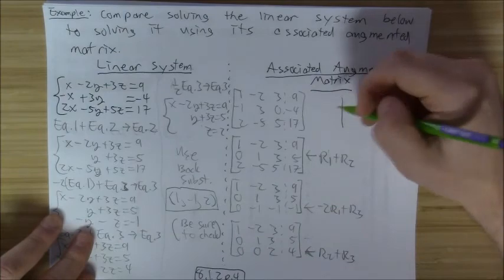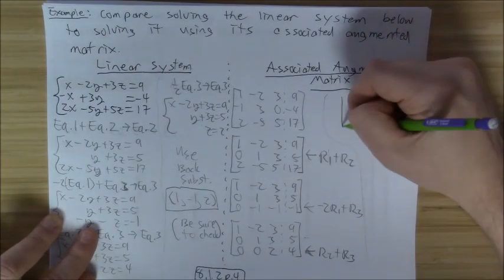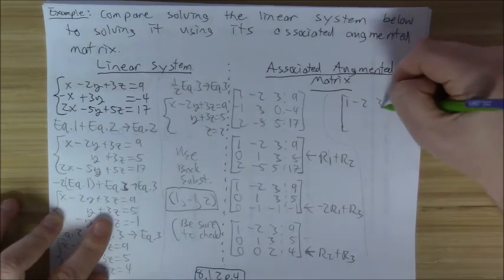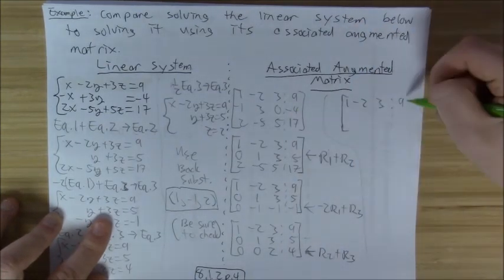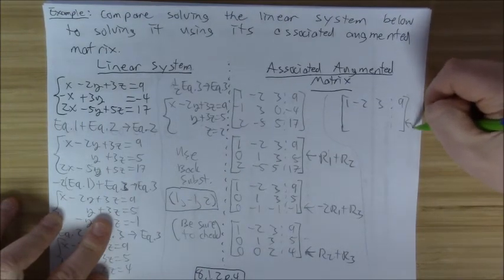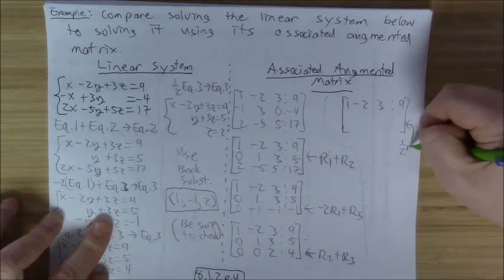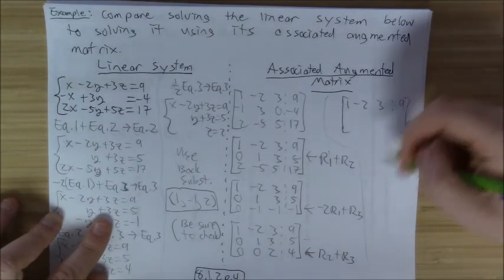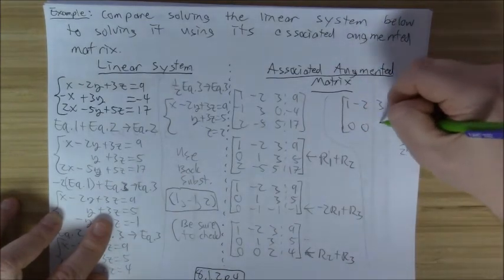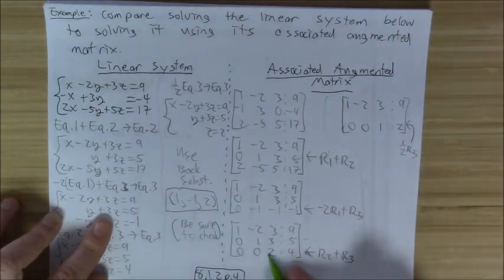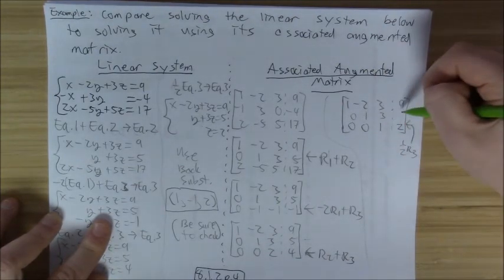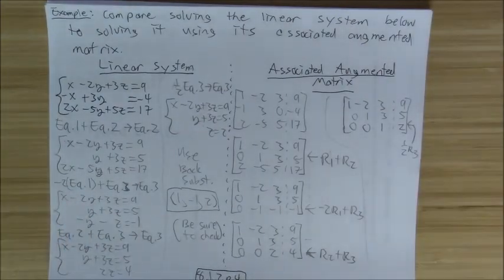And then the final thing I did was I manipulated the bottom row, right? What I did to get the bottom row is I just did 1/2 times itself, right? And so doing 1/2 times R3 gave me 0, 0, 1, 2, dividing everything by 2 there. And of course the middle row stays the same.